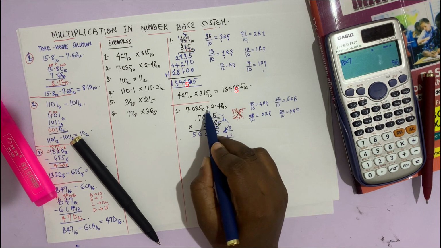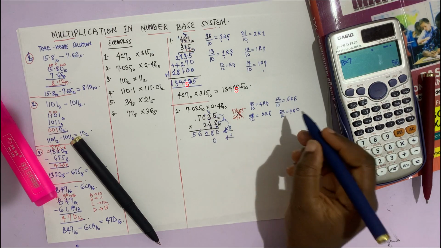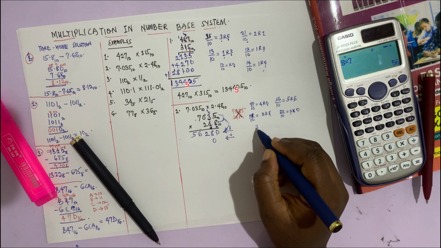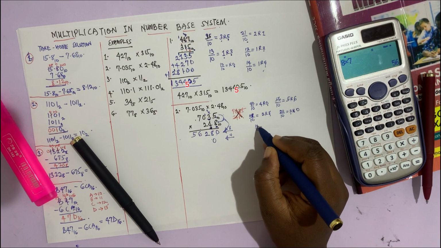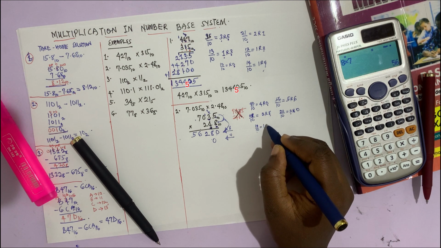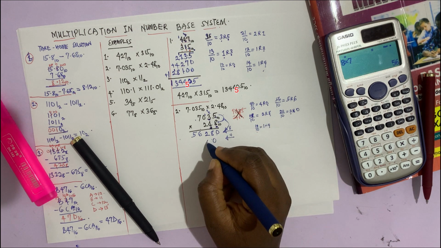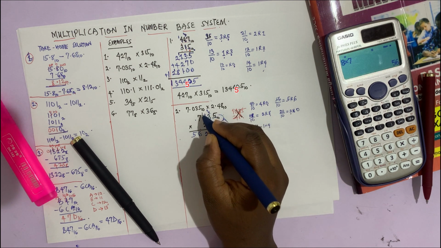12 plus 2, 14. 14 divided by 10. Why? Because 10 is the base. 1 remainder 4. So we would write 4 and carry 1 to the next.